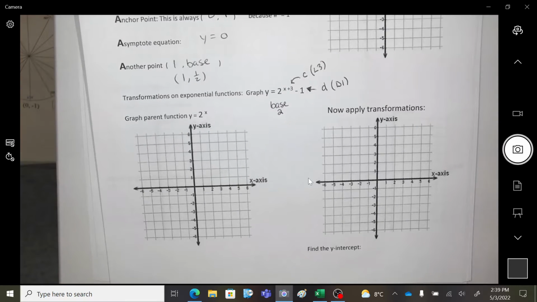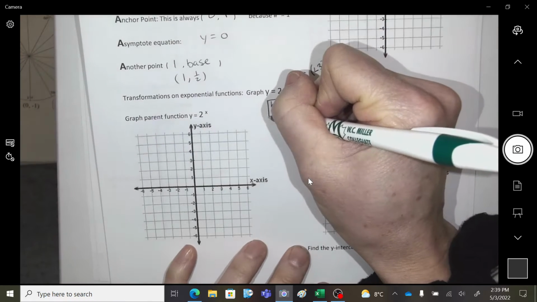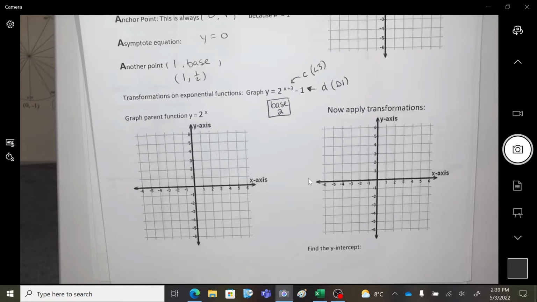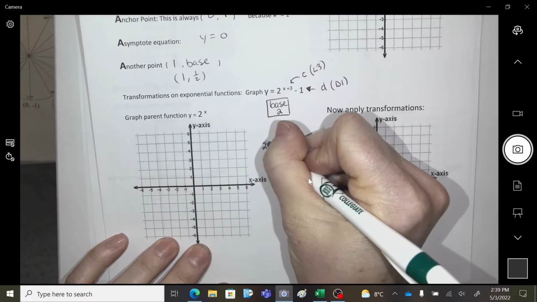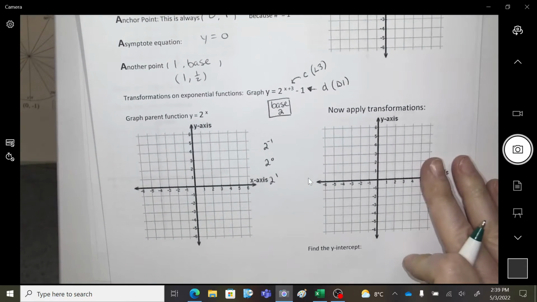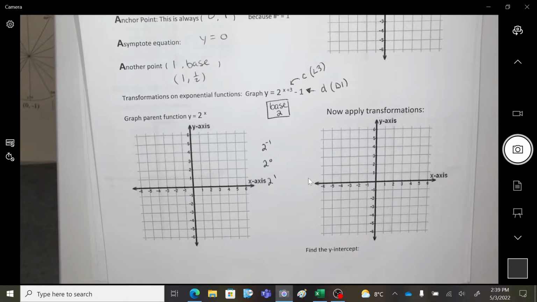Please don't get confused. I get lots of people that think they're A and they're base. Separate those, right? That's a base. I need to have a base. So here's how I start every question. I give 3 points. What is 2 to the negative 1, 2 to the 0, and 2 to the 1? That's what I do all the time.